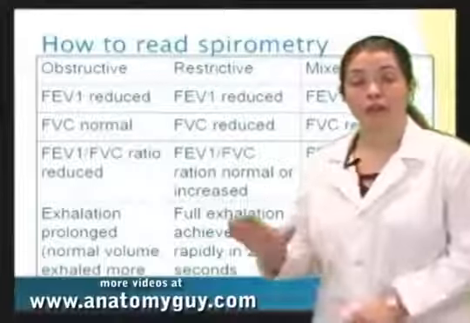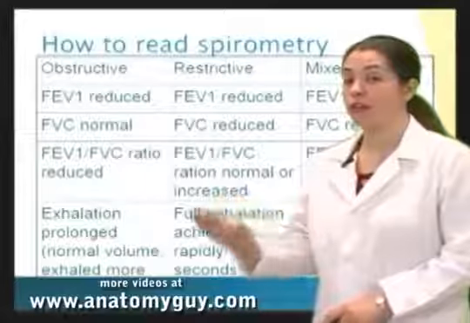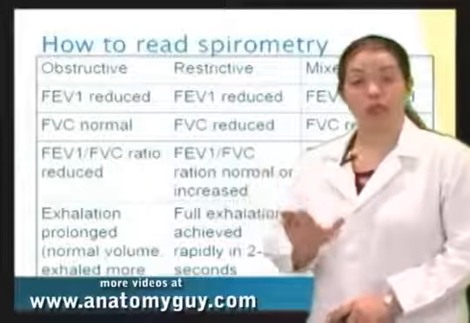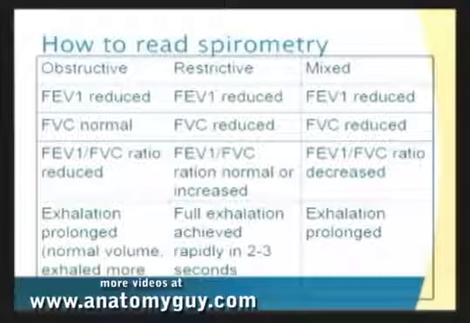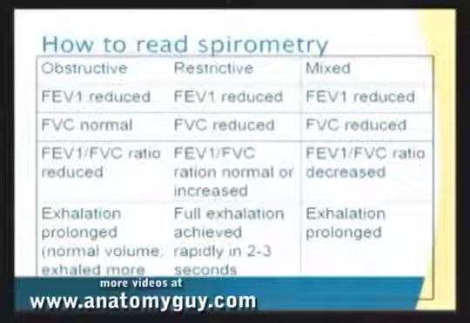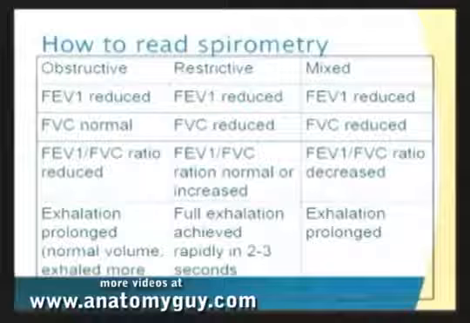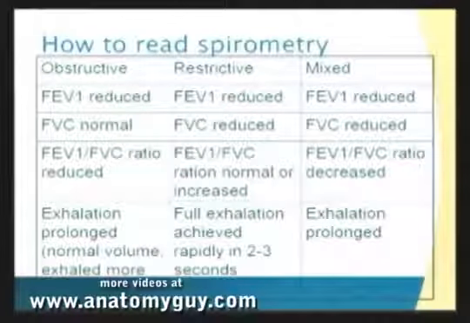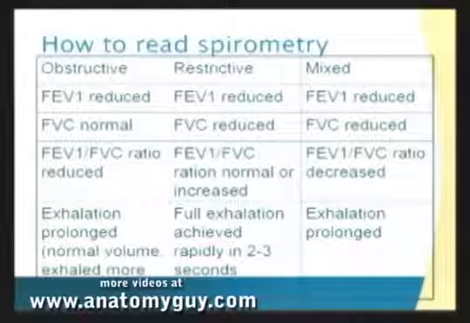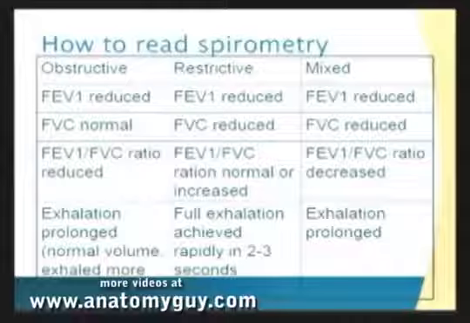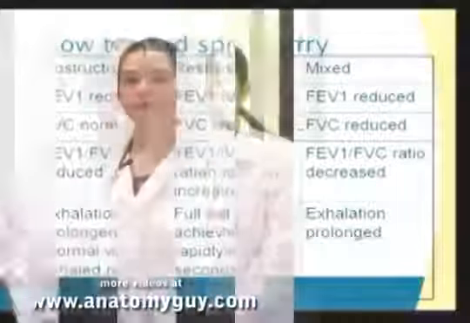Here's a graph on how to read spirometry to determine whether we have an obstructive, restrictive, or mixed pattern. Over here at obstructive, our FEV1 is going to be reduced, but our FVC will be normal, and this will also give us a reduced FEV1-FVC ratio. In a restrictive pattern, both the FEV1 and the FVC are reduced, so our ratio is going to be normal or perhaps a little increased. And when we have a mixed pattern, the FEV1 and FVC are also reduced, but that ratio is decreased.